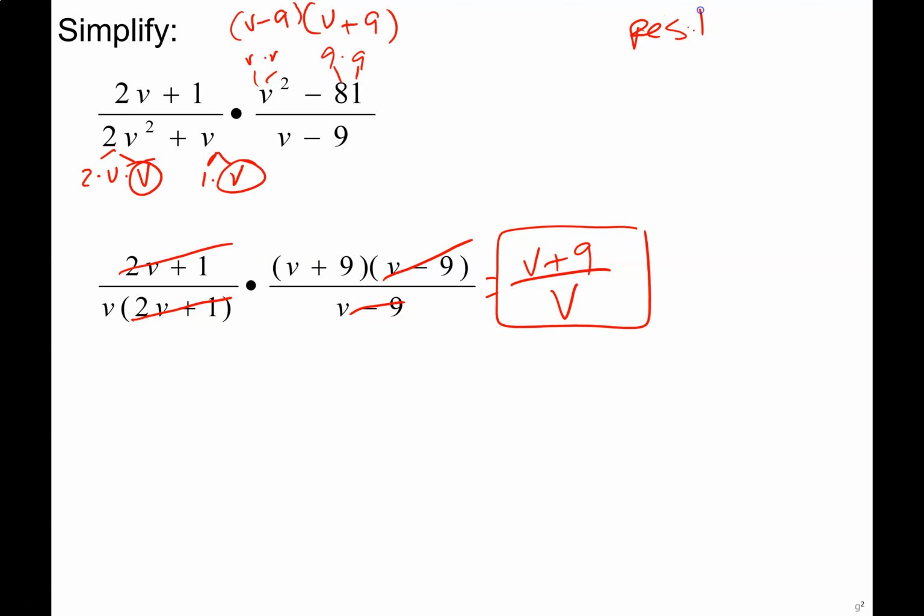So restriction. Remember back in the day when they told us we couldn't have zeros on the bottom? Yeah. Whenever you have a variable in the denominator, you should be checking for a restriction. So v could be any number except for 0. You'll see another one right now. Copy that down, please.